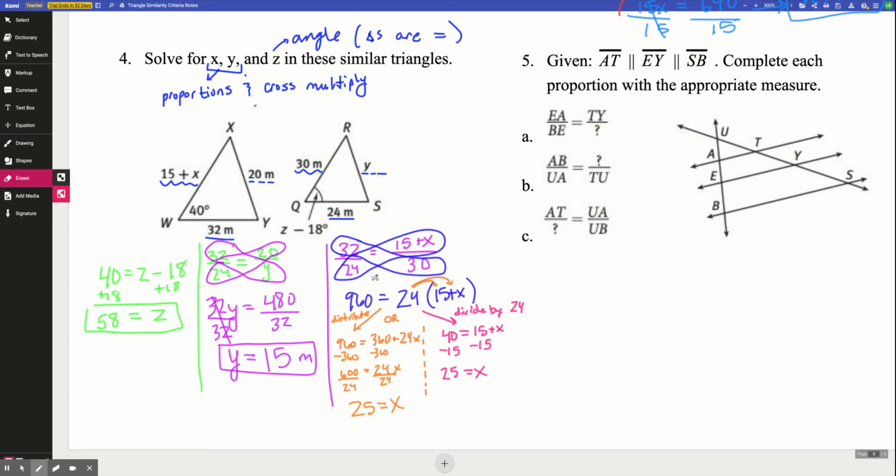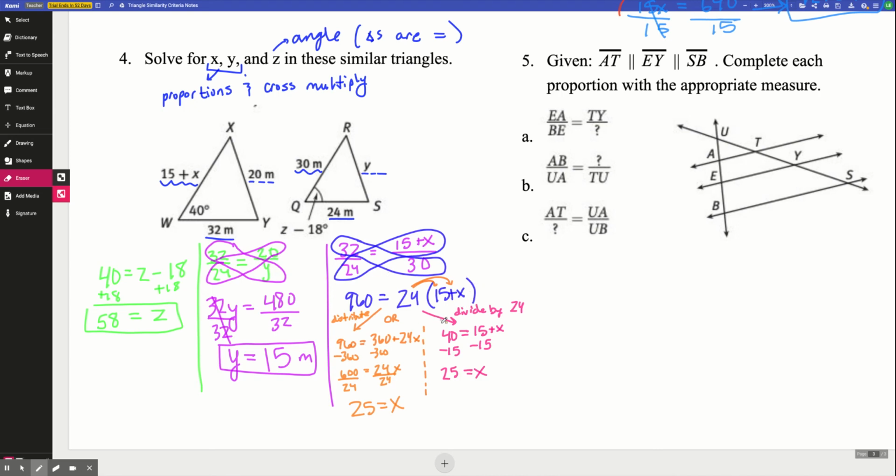Okay, then x was a little bit trickier because you had this plus 15 attached to it, right? Which made it an expression rather than just a variable. So a little bit more difficult to solve, just a couple more steps, but nothing too crazy. So I'm writing the same proportion that I did before, 32 over 24. And then I'm writing the same proportion, but with the side that has the x in it. So 15 plus x divided by 30. I did the cross multiplication and got 960 equals 24 times 15 plus x.